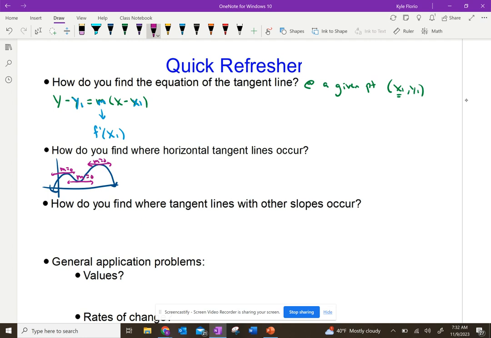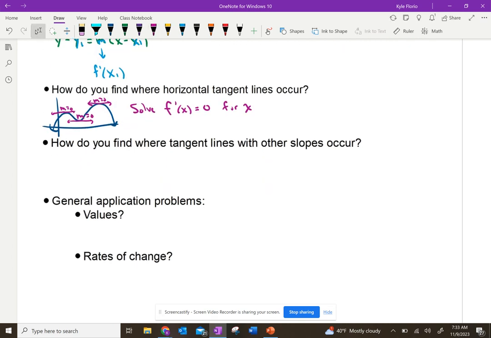So how do you find where you have a horizontal tangent? That's when you set the function's derivative equal to 0. So you solve this for x. Take the derivative, set it equal to 0, and solve for x. This happens a lot throughout the course.